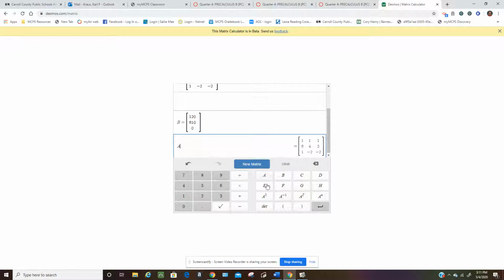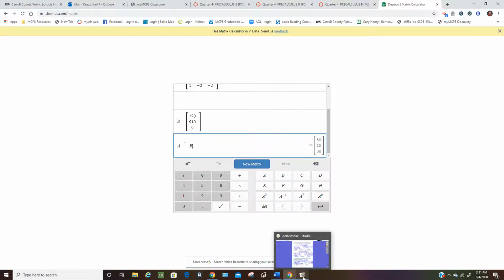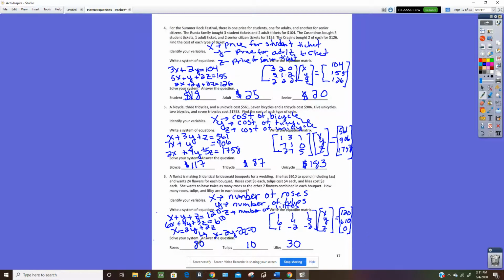So now I want to do A inverse times B. And I get 80 roses, 10 tulips, and 30 lilies. So if I add these two together, that's 40 flowers, and twice that is the 80 roses. So you got twice as many roses as these two added together. And if I plugged into the other equations, then it would make all three equations true. If I plugged in 80, 10, and 30. So back here, I have 80 roses, 10 tulips, and 30 lilies.